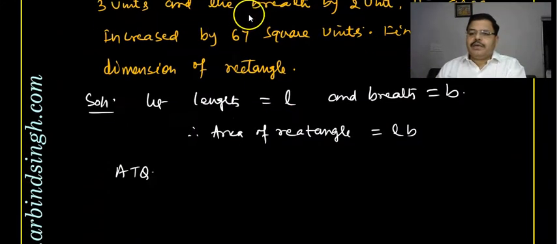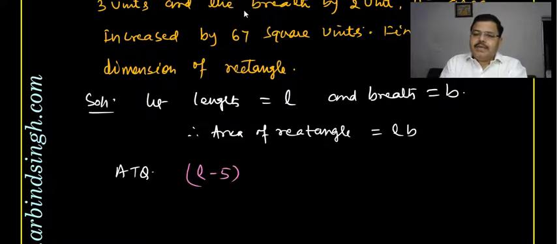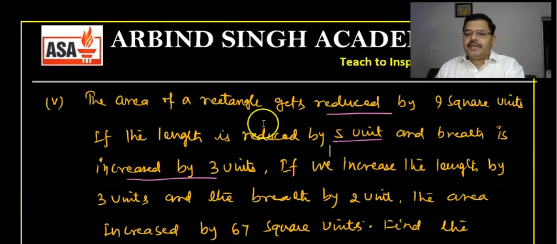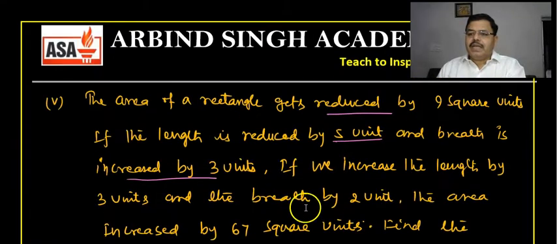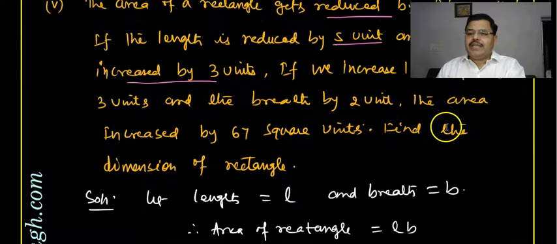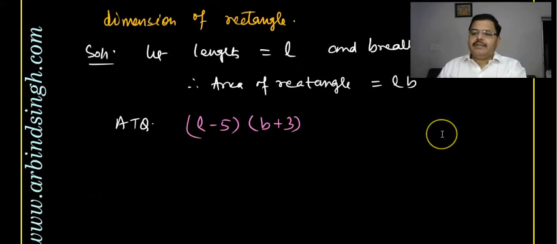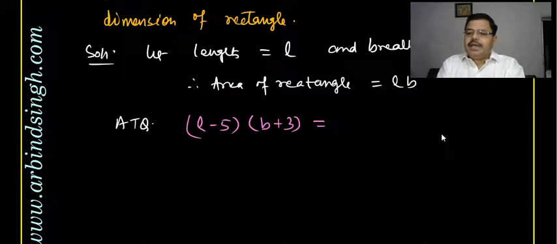Length reduced by 5 means L minus 5, and breadth increased by 3 units, B plus 3, isn't it? Then area will be L minus 5 into B plus 3, and that area reduced 9 units than original area. So this area is 9 less than the original area, right? The original area is LB, and that will be 9 less.